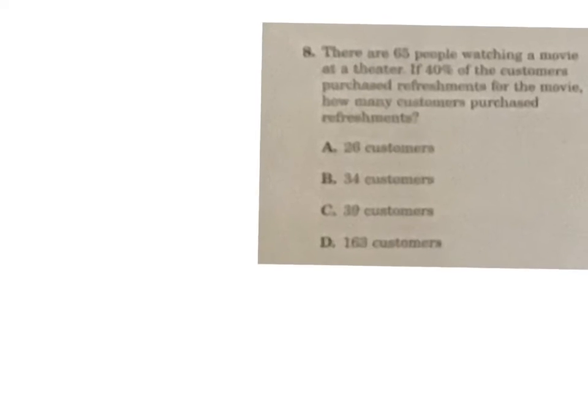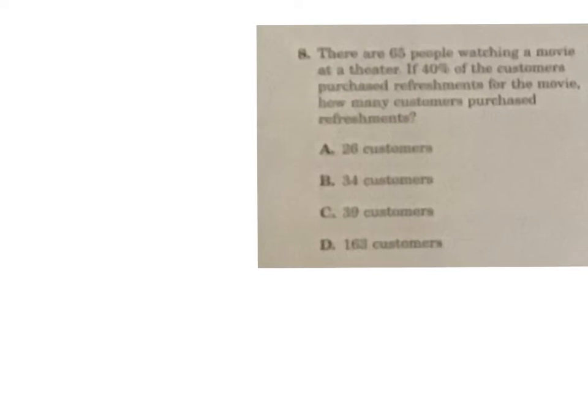I skipped number 7, so let's go on to number 8. A little hard to read, sorry about that. There are 65 people watching a movie at a theater. 40% of the customers purchased refreshments for the movie. How many customers purchased refreshments? So 40% of the customers. You take 65, and when it's "of," it means you're multiplying it by 40%.